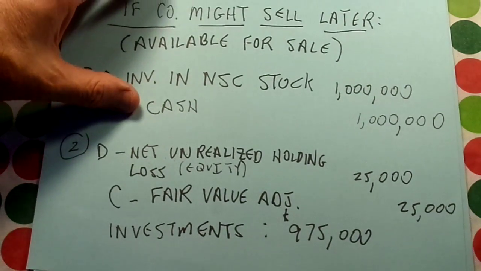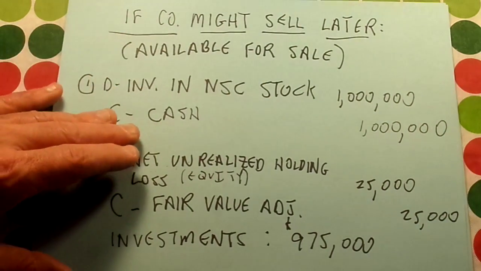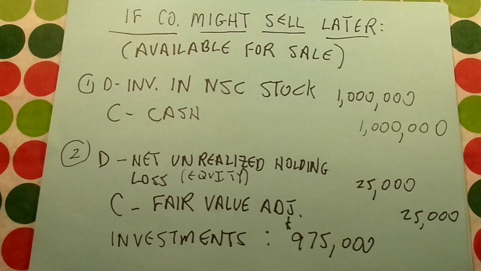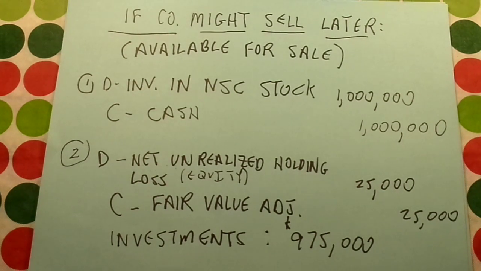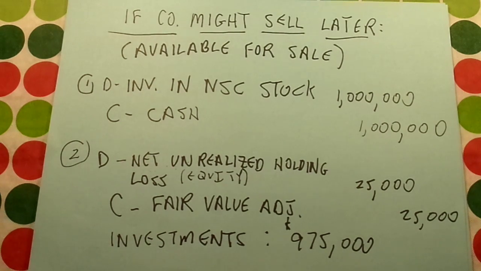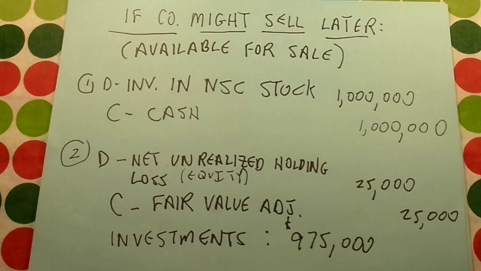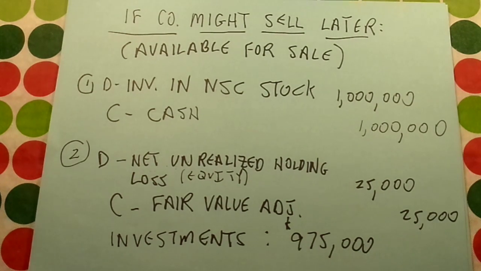Now, what if the company buys a stock or bond? I've put the Norfolk Southern stock example back, and they truly might sell it at a later date if the price is right. Every stock, by the way, stocks can't mature, so the only two choices you have are trading if you're in the business of buying and selling stock, or available for sale if you're in a different business.